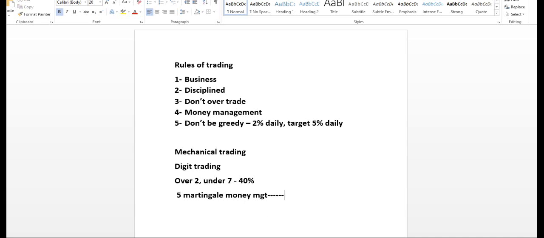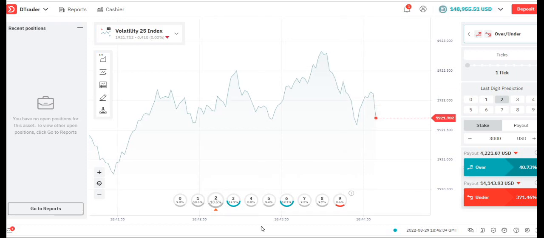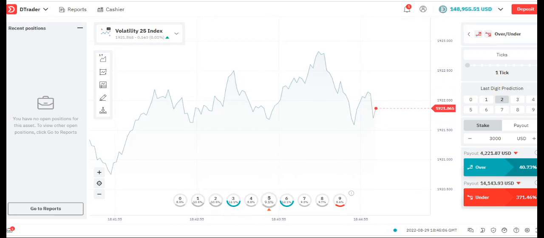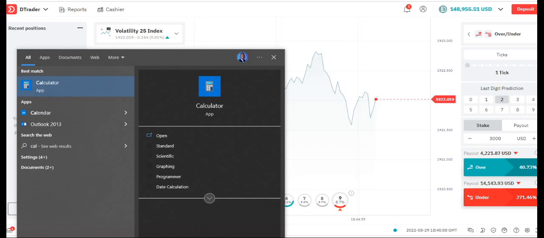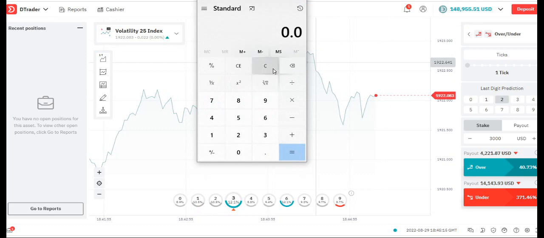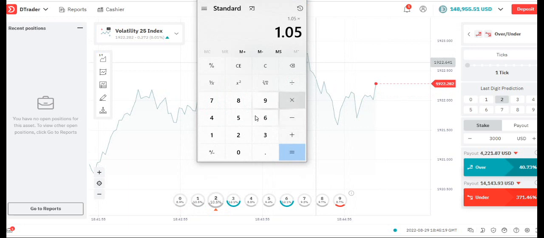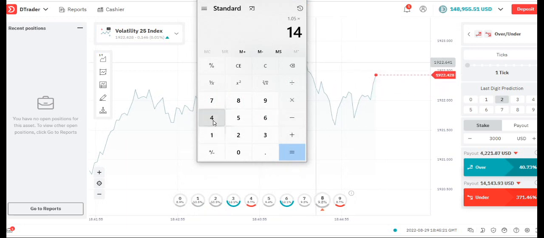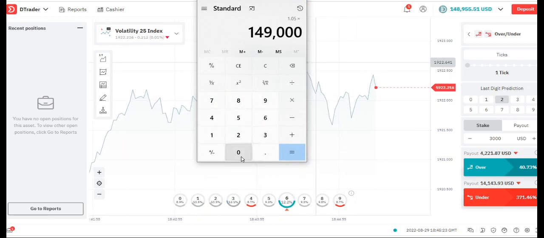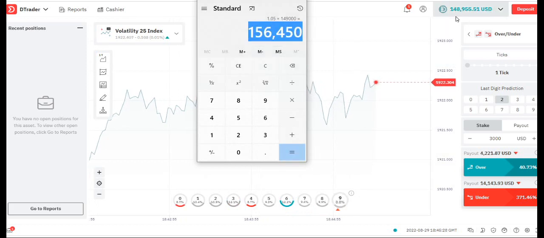So like today, let's look at what we're doing. Now we have 148,955. Let's assume that today we want to achieve 5%. Definitely 5% of this is going to give us, let's do it this way, we're looking at 5%. So what can we increase this to? That simply means you're looking at 156 with this, right?